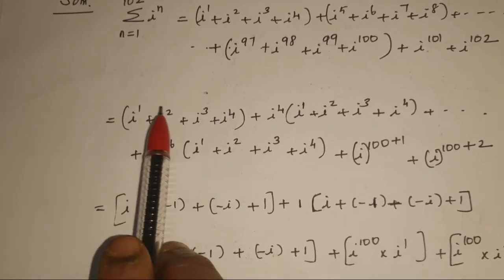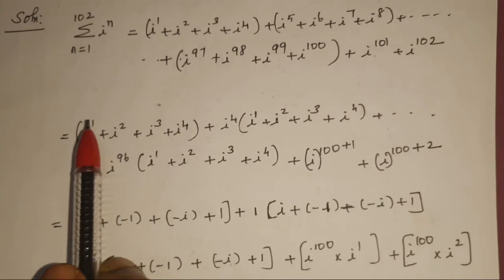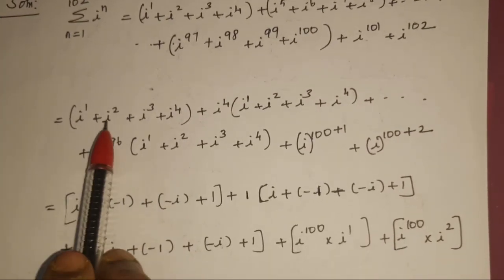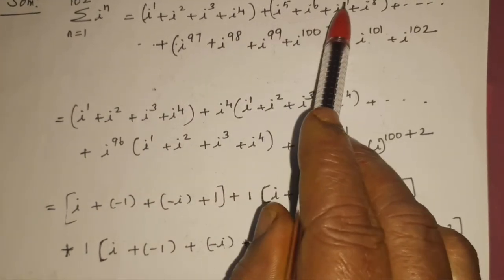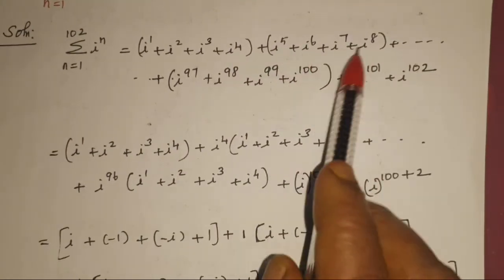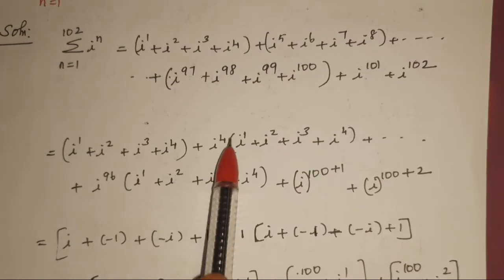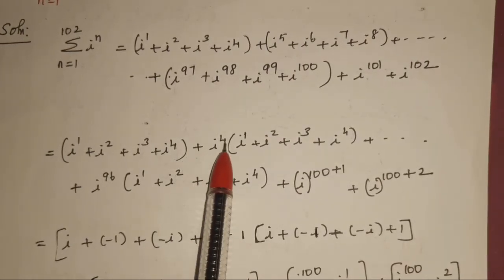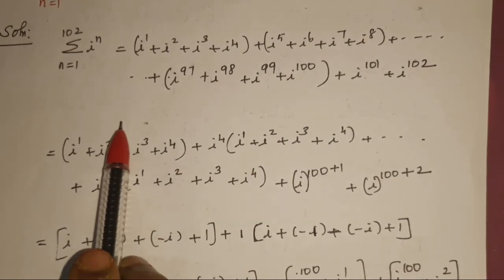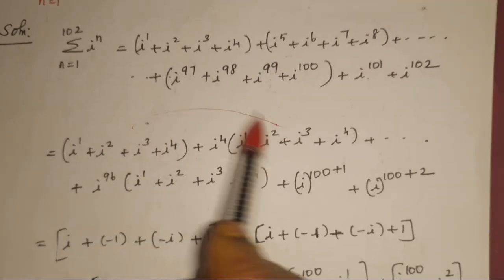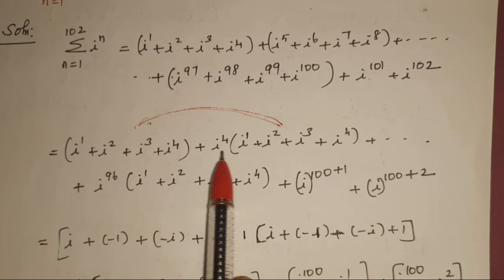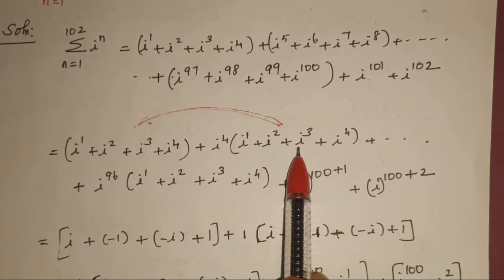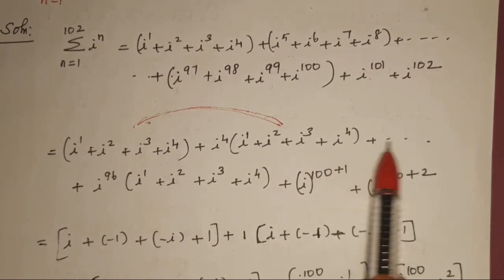Now write it. The first step I write as itself: i power 1, i power 2, i power 3, i power 4, plus i power 5, i power 6, i power 7, i power 8. Which is the lowest power? I power 4. Taking i power 4 outside, the balance is the same. The first term comes the same for the second one also. So taking i power 4 outside means i power 1 plus i power 2 plus i power 3 plus i power 4, etc.